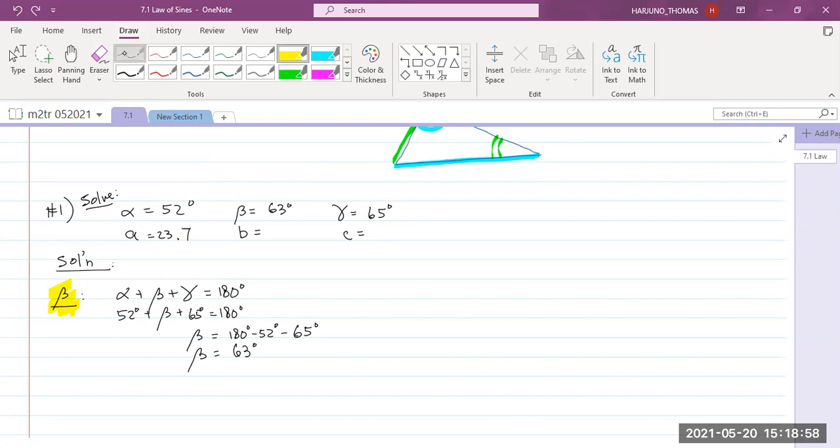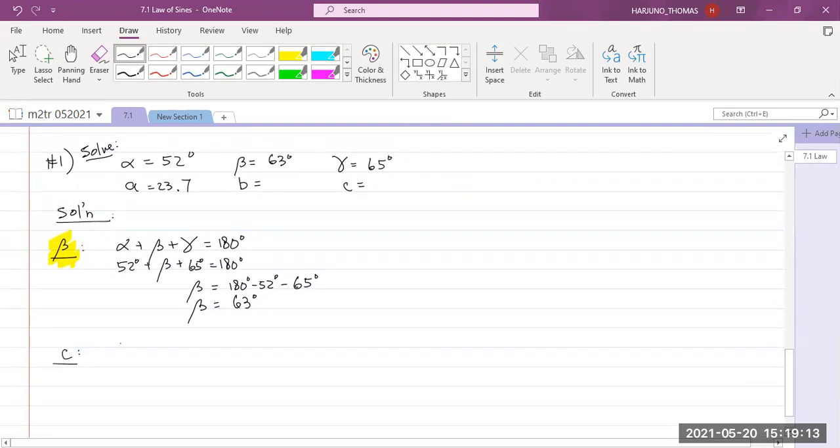Now the thing is, later on there will be cases where, when we try to find the angles, we end up with two angles and wonder if both of them are correct. That's for another case later on. Let's do side C first. Side C: I will use sine alpha over A equals sine gamma over C. I have a habit of writing down the formula first and then plugging in numbers.